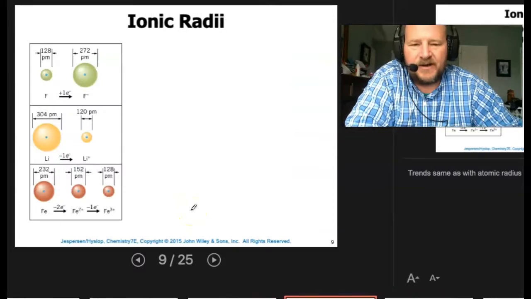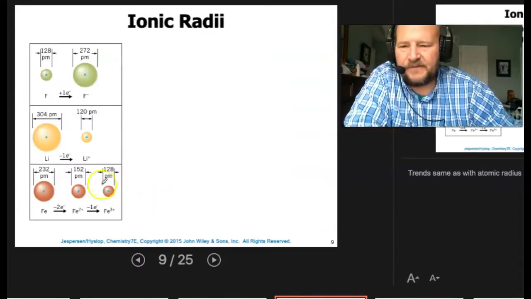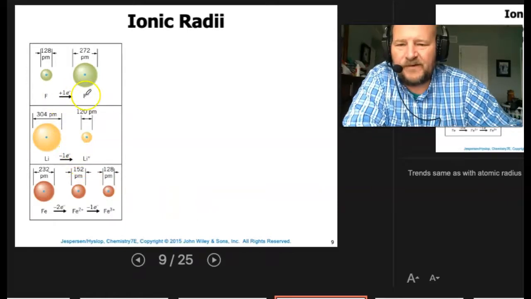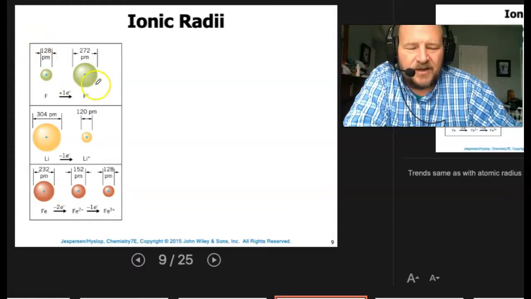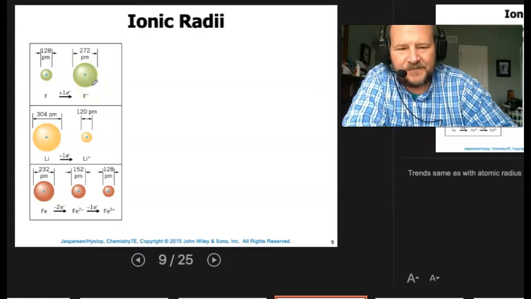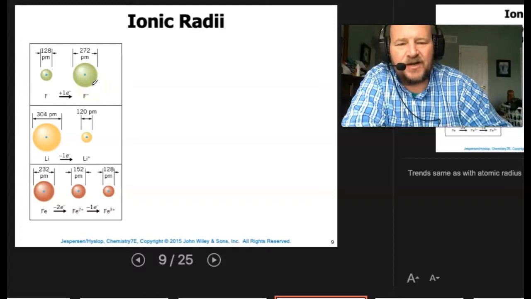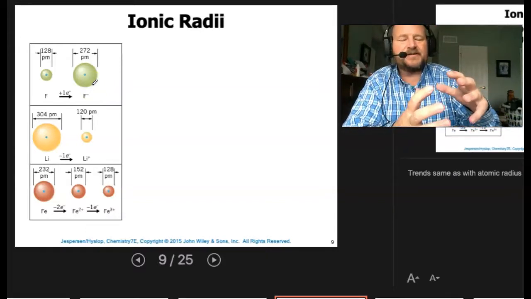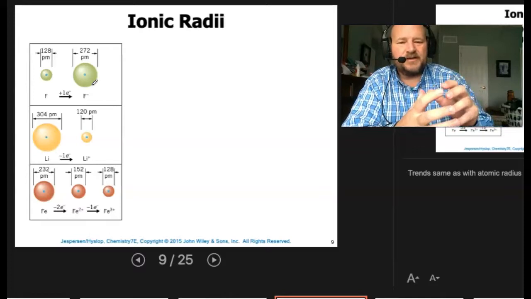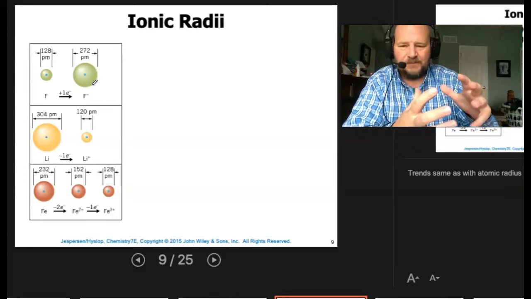All right, so ionic radii. Now things are going to play a little differently. So here we're going to look at fluorine versus fluoride. Fluorine has a measurement of about 128, but if I add an electron, now I have the same nuclear charge, but an extra electron that it has to pull on, which means we're going to see a decrease in that effective charge. And so fluorine is going to get larger.